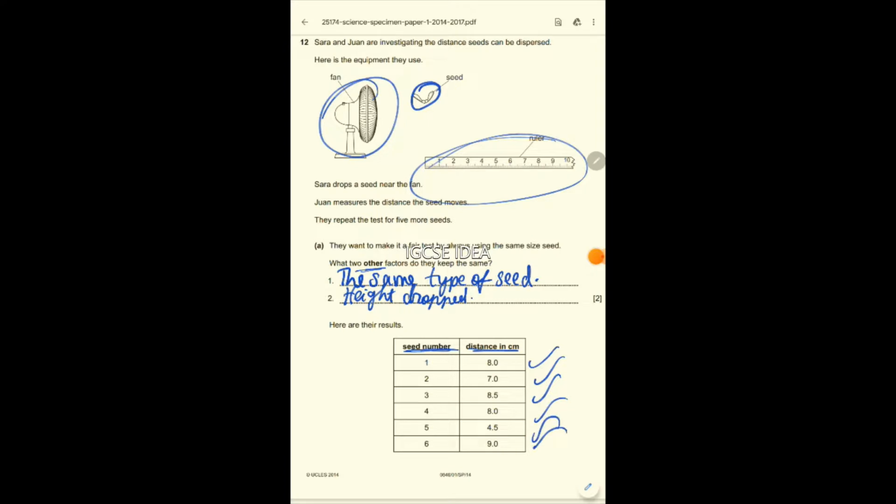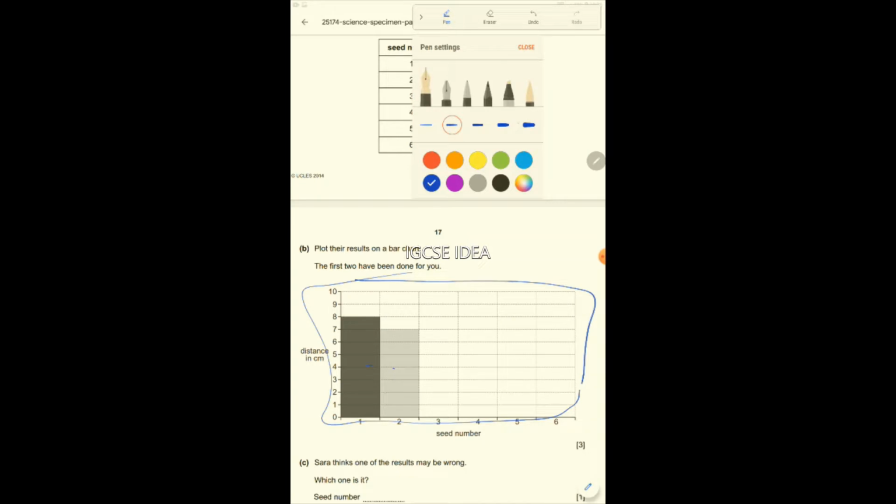Now, B. Plot their results on a bar chart. Okay, so these results we have to plot in this bar chart. The first 2 have been done for you, like this. The third is seed number 3. It's 8.5, so it's somewhere halfway through.